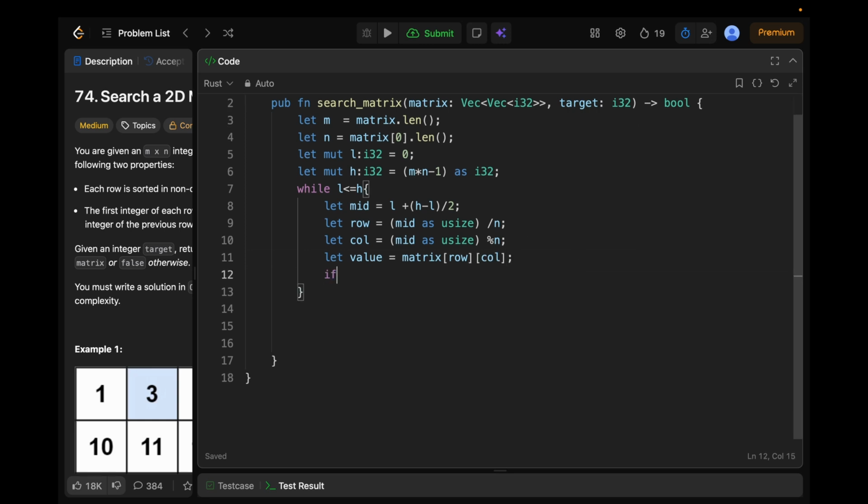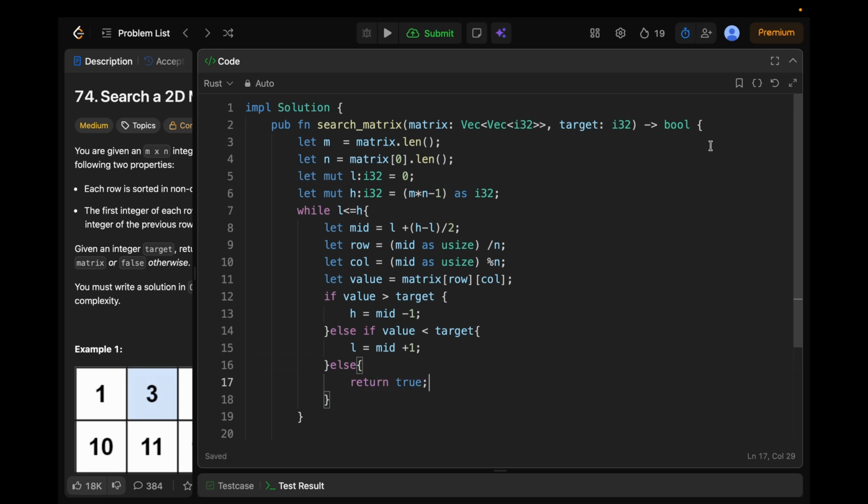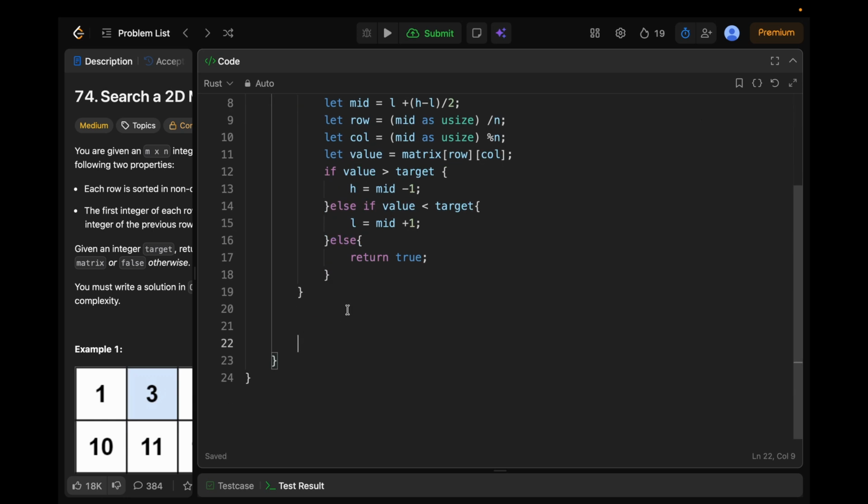Okay, so if my value is greater than target, that is I need to look on the left hand side, so my high will be mid minus 1. My else if condition would be my value is less than target. In that case I need to look on the right hand side, so I do low is equal to mid plus 1. And finally my else case, where these two are equal, so I return true. Otherwise, before coming out of this loop, I would have to return false.